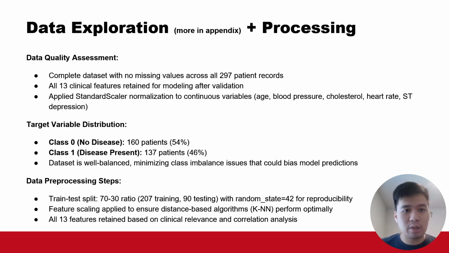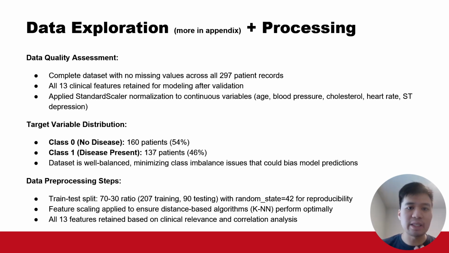Now, my data pre-processing steps included a 70-30 train test split with a fixed random state of 42 for reproducibility, meaning that anyone can run my code and get the exact same results. Feature scaling was applied to ensure distance-based algorithms performed optimally. Now, as I mentioned earlier, all 13 features were retained based on their clinical relevance and the correlation analysis that I performed. I have detailed EDA analysis in the appendix, which included correlation heat maps and box plots comparing diseased versus healthy patients, which I highly encourage you to review.